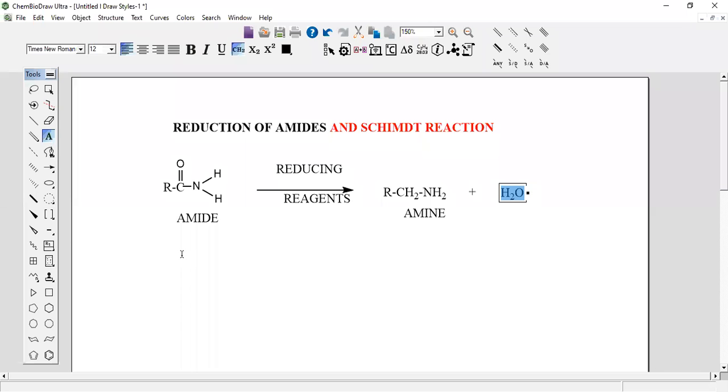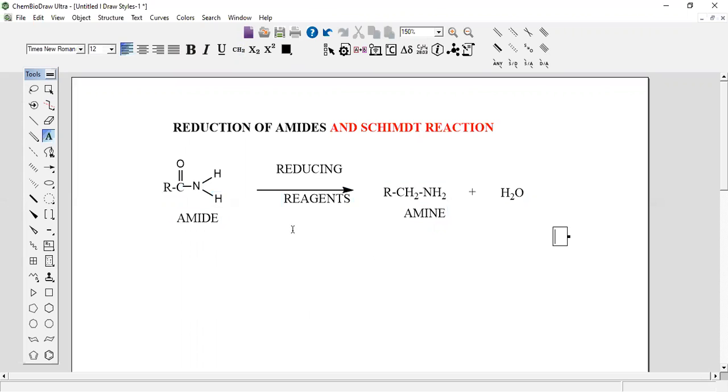Now, our topic is reduction of amides and the Schmidt reaction. The first one is how to convert amides into amines. Amides are RCONH2, and by using a reducing reagent we convert them to RCH2NH2, and the byproduct is water.